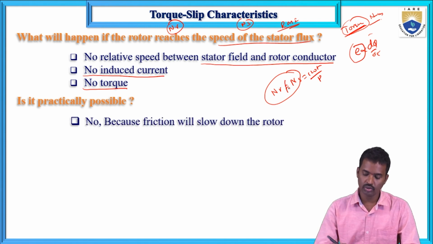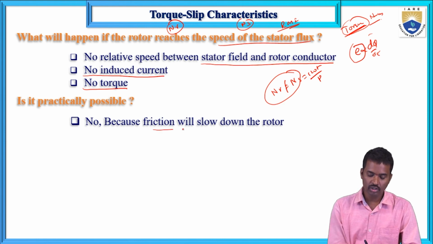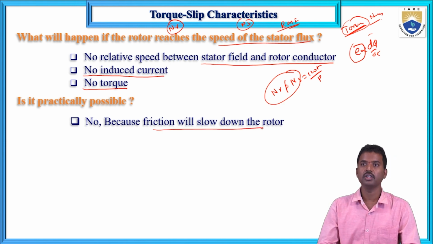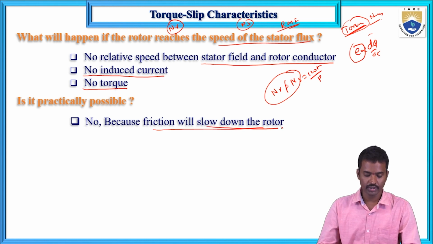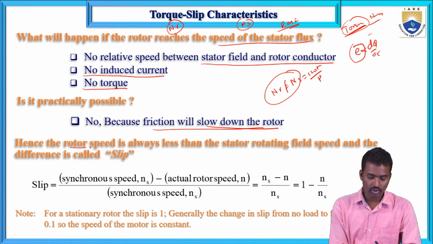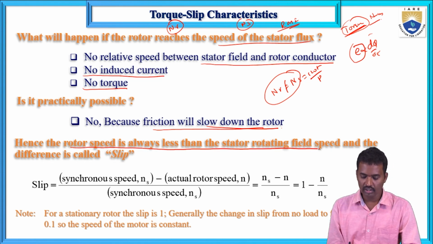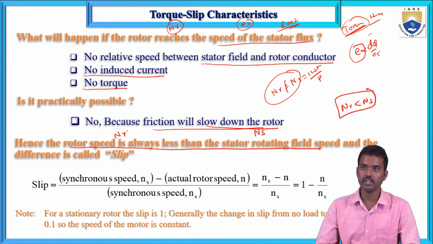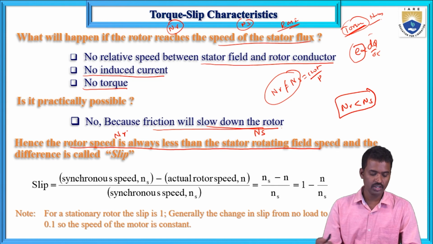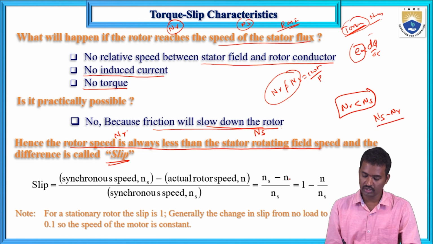Nr equal to Ns is not possible because of the friction. Because of the friction, the rotor will slow down. Hence the rotor speed is always less than the stator field speed. This is Ns, the stator field winding speed, and this one is Nr. Nr is always less than Ns. This is the asynchronous machine, and the difference Ns minus Nr is known as the slip.